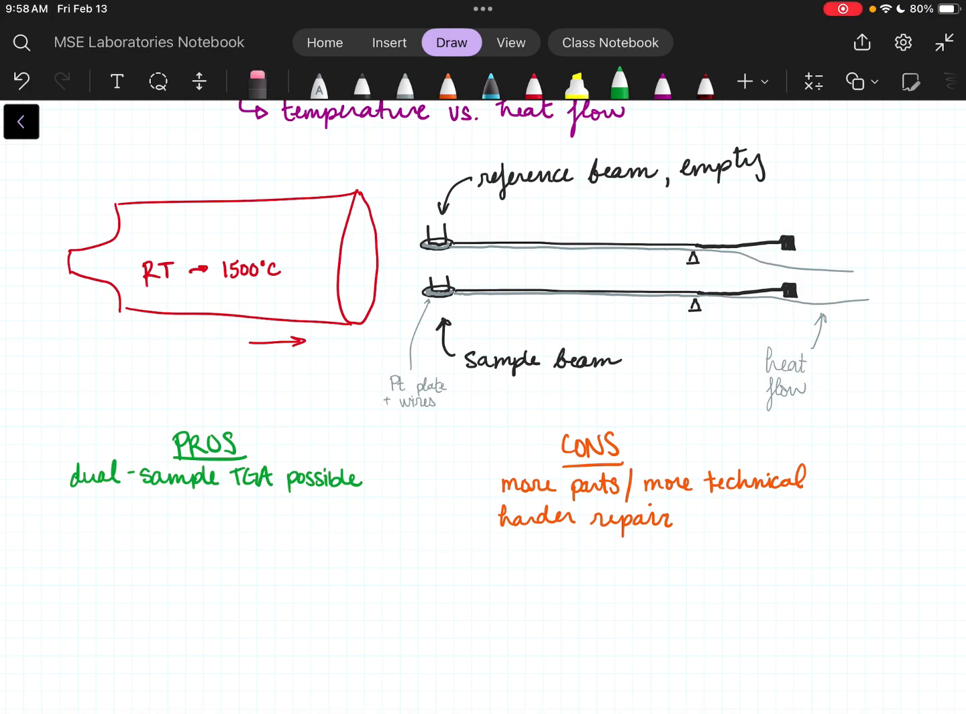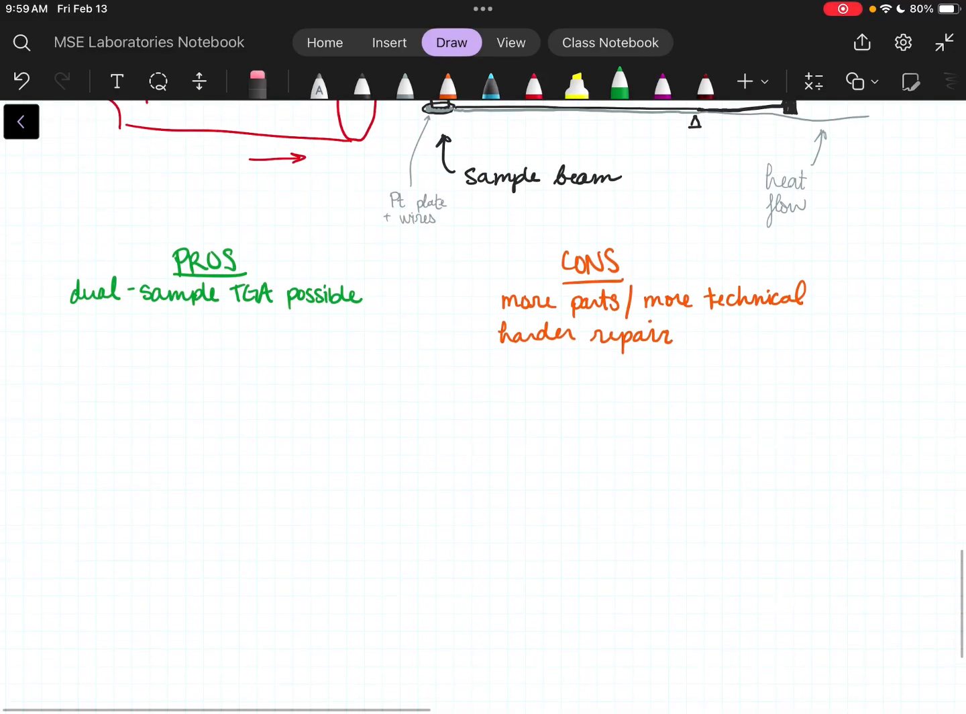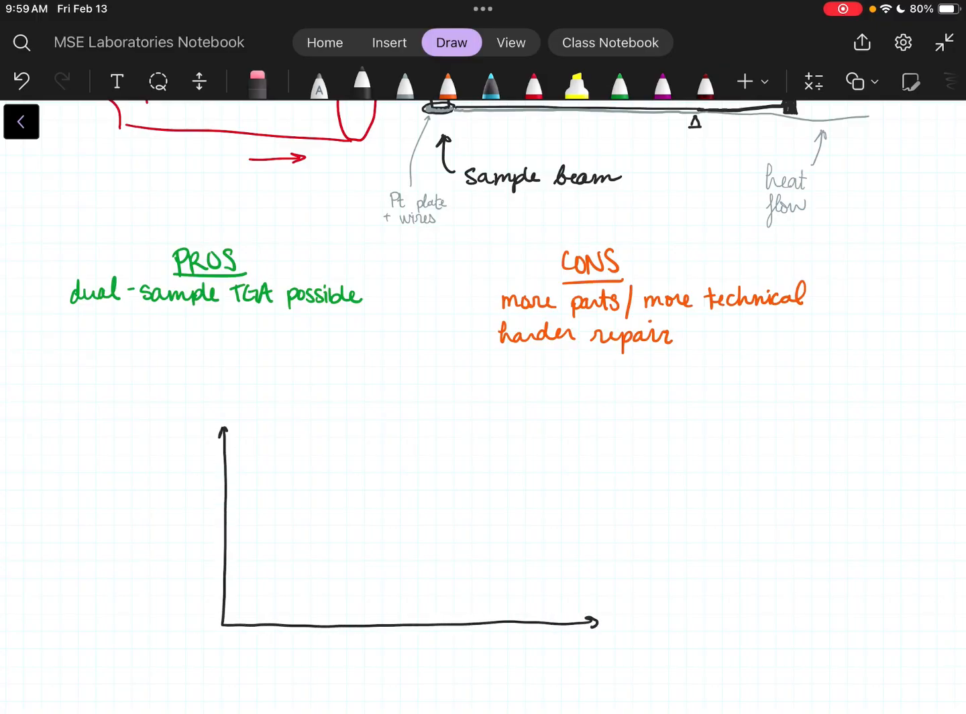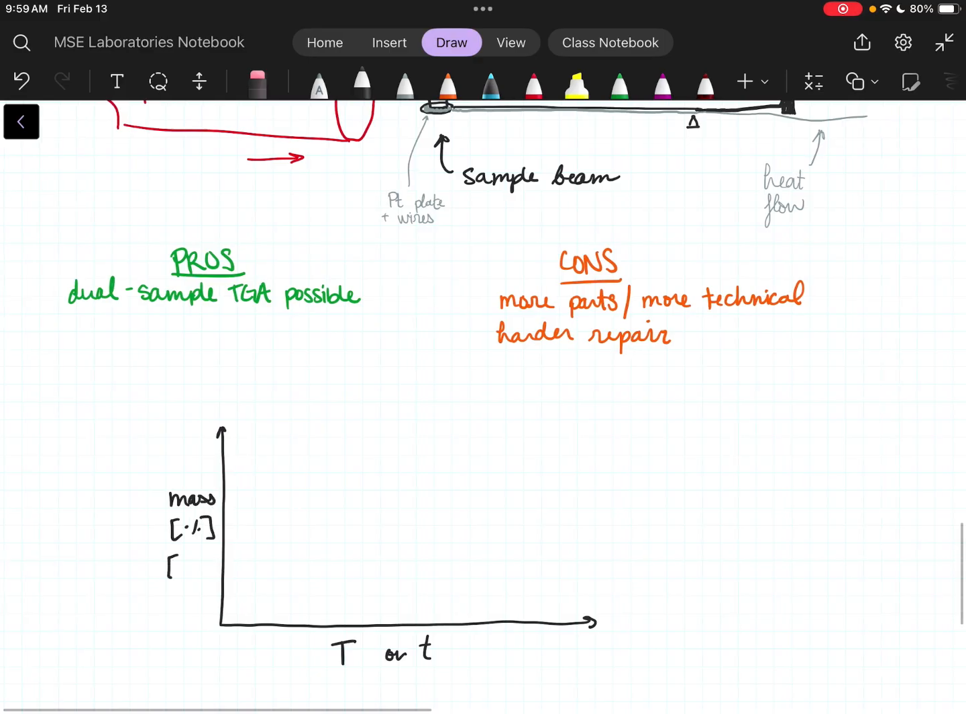So what are some pros and cons of having a combination instrument? Any thoughts? More parts. Is that a pro or a con? It's harder to repair. Yes, because it's more fiddly. I'd say that it could be like having two, so you could do two samples at once could be a benefit.